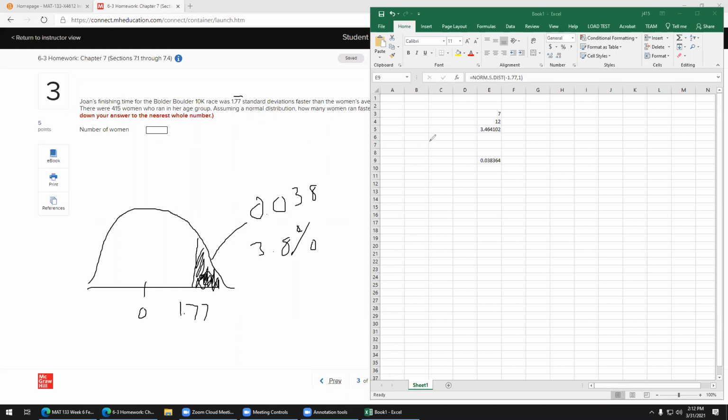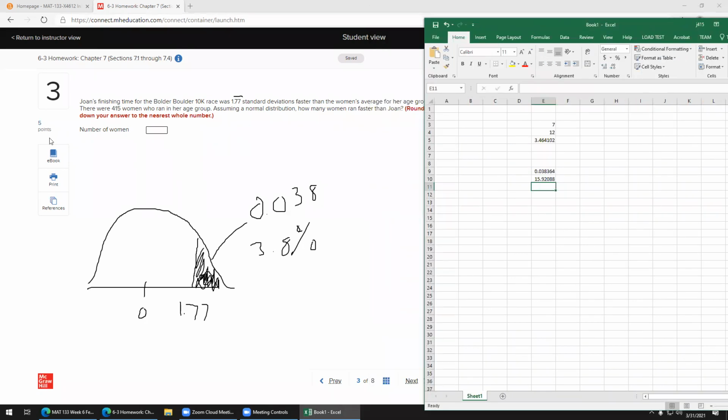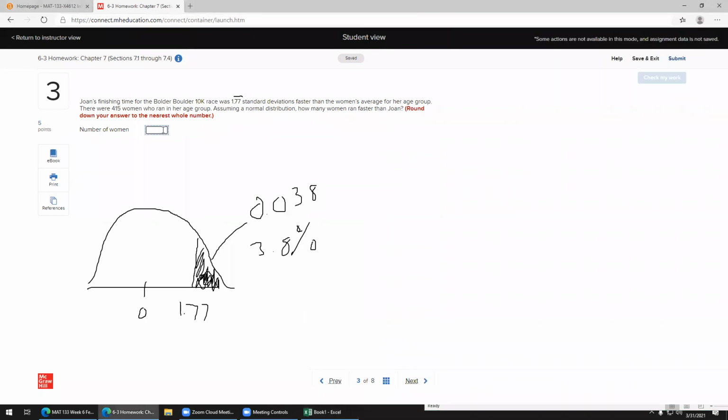So what I can do then is take that decimal and multiply it by how many women ran the race. So there's 415 women, and 3.8% of them were faster than her. So 15.92, we can't have 15.92 of a person. And so it says round down. So we want to round this down to 15.